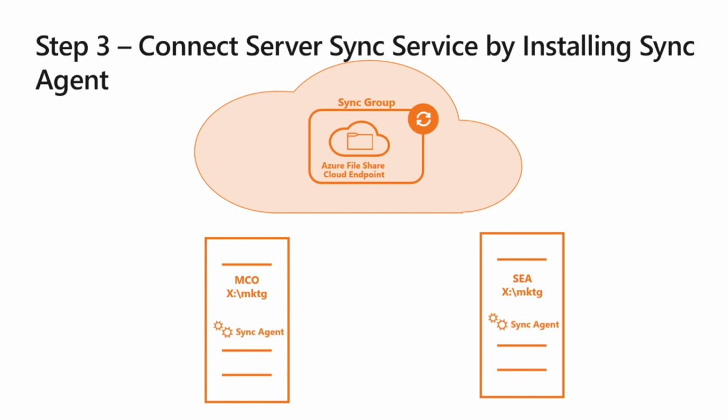Step number 3, you essentially just install the sync agent, and this is like any other installation that you have been doing on Windows Server. After the install is done, it will ask for which sync group you want to associate this server to, and we can log into our Azure subscription and associate it to that particular sync group from our Azure service.